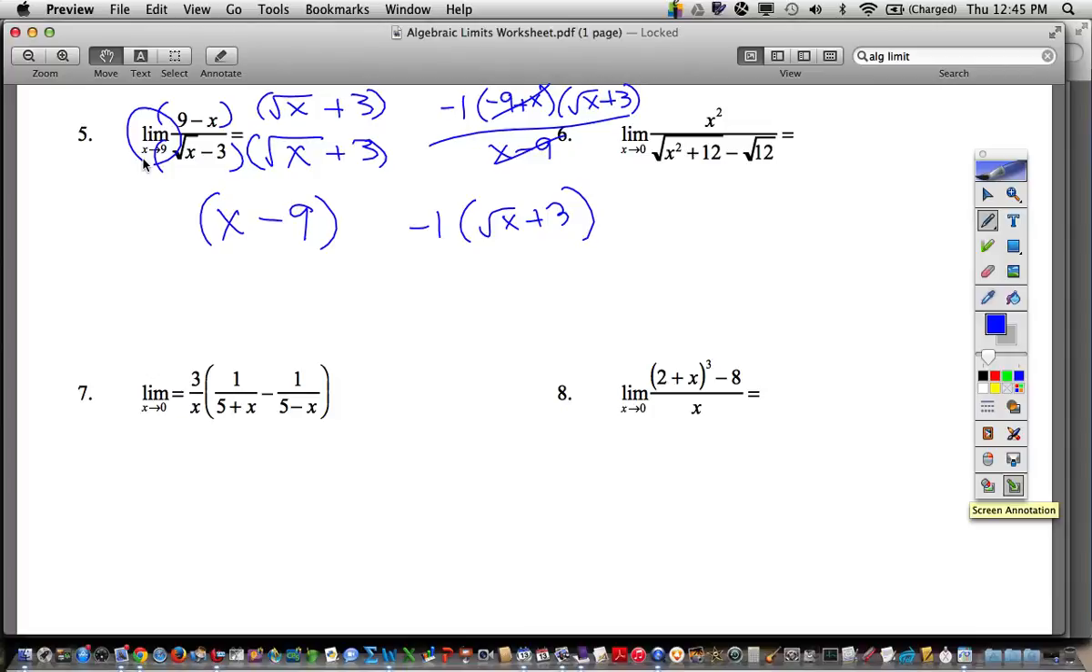So we want to plug a 9 in if we can. And so we plug a 9 in: square root of 9 is 3, 3 plus 3 is 6, times -1, we get -6. Okay, I'm not going to do number 6, but it's the same thing.